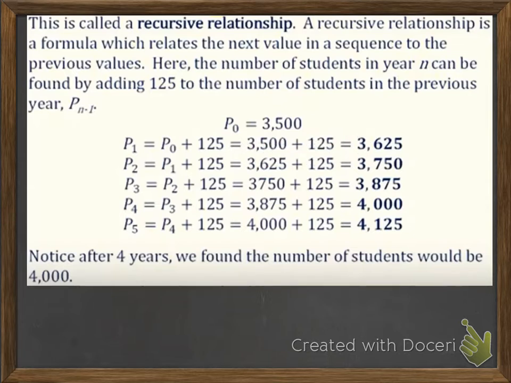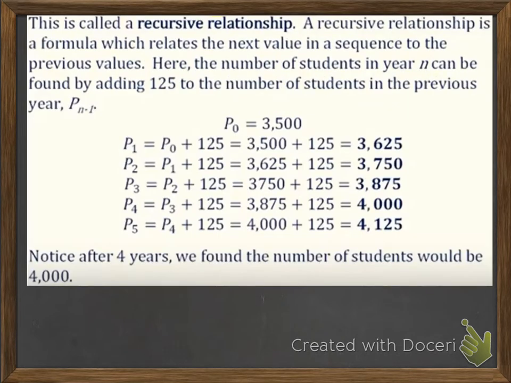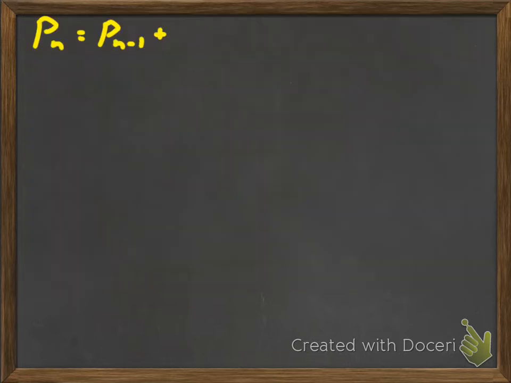And so if we want to figure out, what did we want? We wanted, when will it be 5,600 students? Well, here, after 4 years, we found out that there would be 4,000 students. So when would there be 5,600? Why don't you pause the video and see if you can figure that out. So did you figure it out? Well, let's take a look in a second. I'm not going to reveal the answer yet.